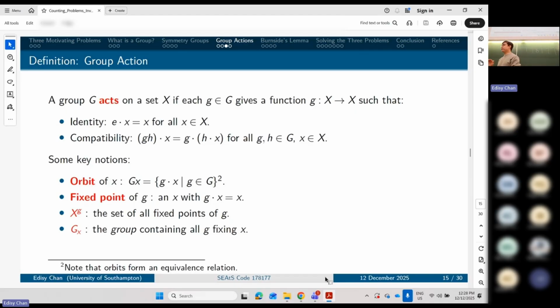As far as I know, you should have learned the equivalence relation, right? The orbit is actually an equivalence relation. That means the orbit will divide the X into different compartments. So now we have Gx1, maybe Gx2, and Gx3, etc. These are the orbits. You can think in this way.